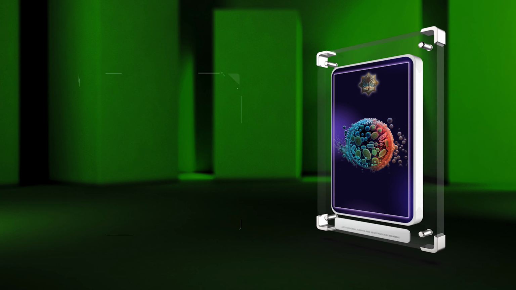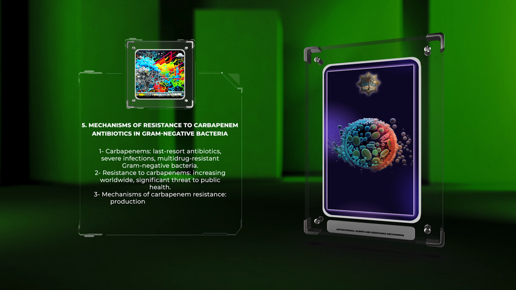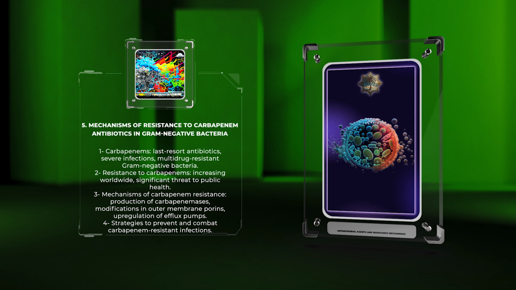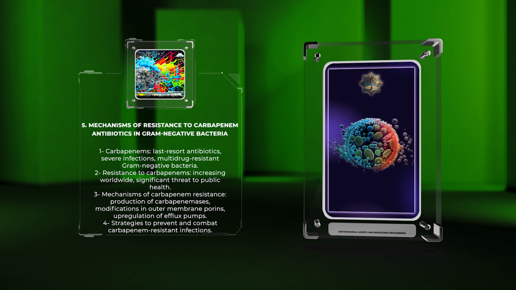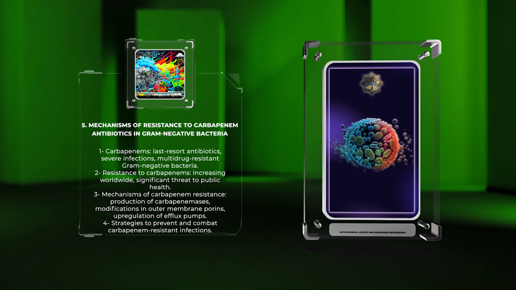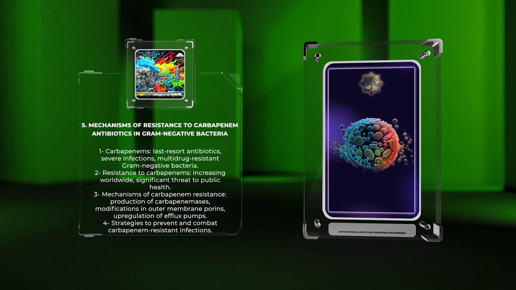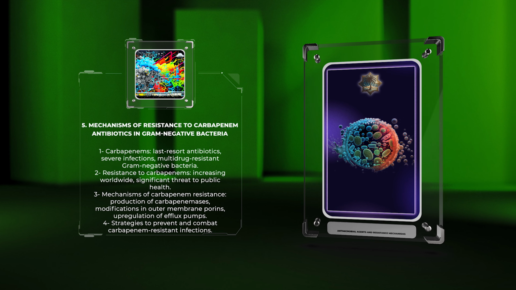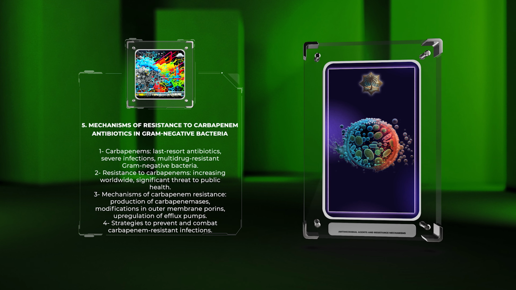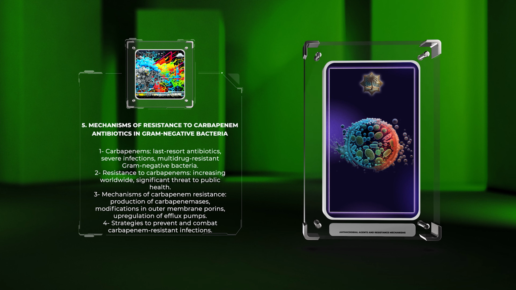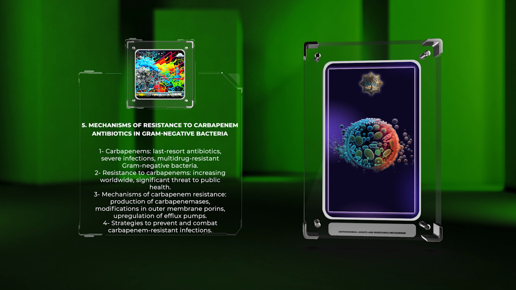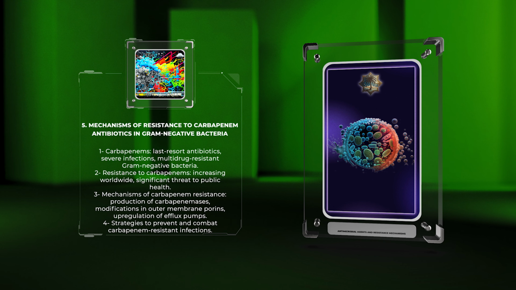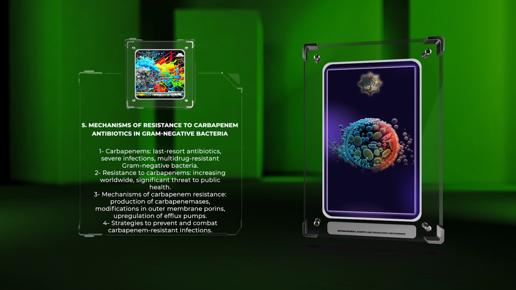Carbapenems are one of the last resort antibiotics used to treat severe infections caused by multi-drug-resistant gram-negative bacteria. Unfortunately, resistance to carbapenems has been increasing worldwide, posing a significant threat to public health. Gram-negative bacteria can develop resistance to carbapenems through various mechanisms, such as the production of carbapenemases, modifications in outer membrane porins, and upregulation of efflux pumps. Understanding these mechanisms is crucial for developing strategies to prevent and combat carbapenem-resistant infections.